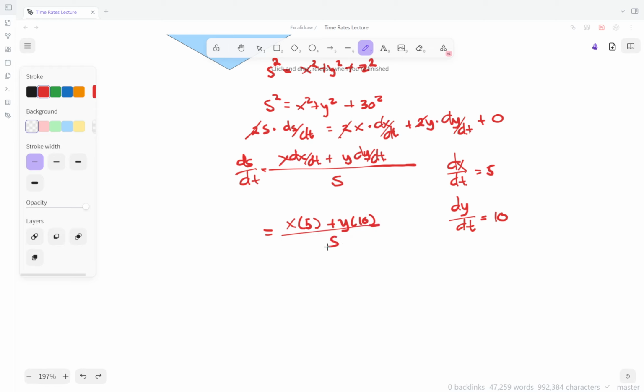And you divide all of them by s. So that is how we're completing the derivative piece by piece. We're putting in the information that we know so far.